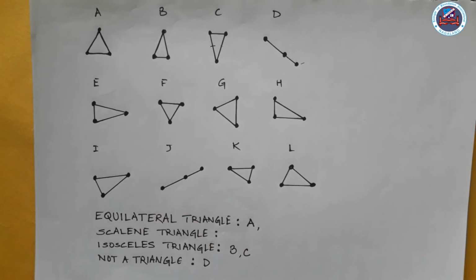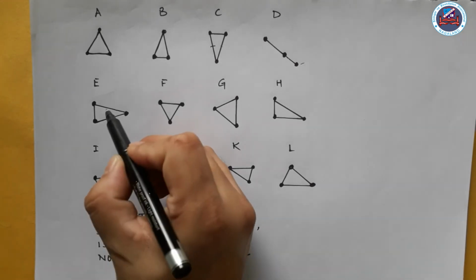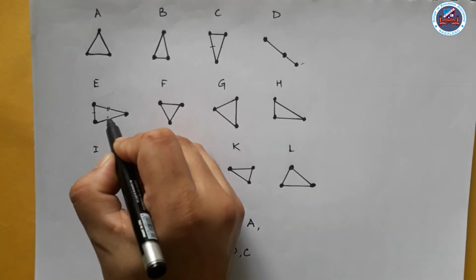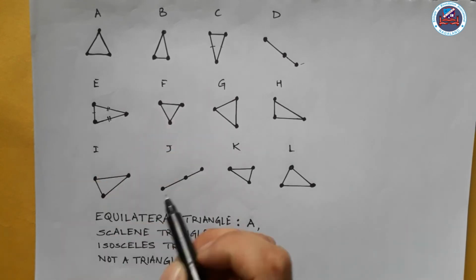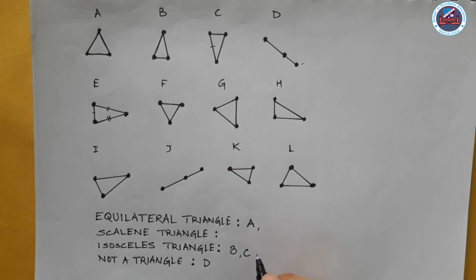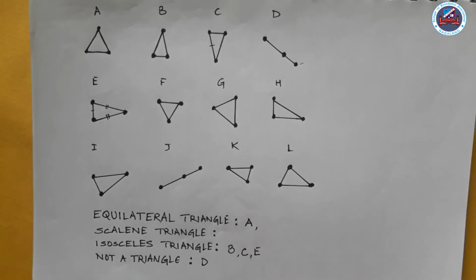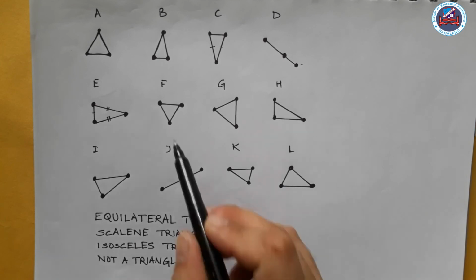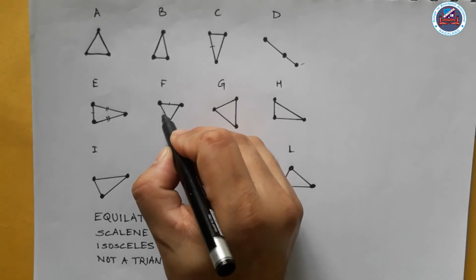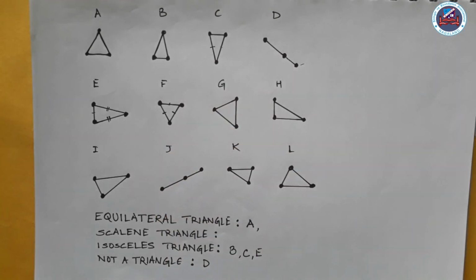Now what about E? If you look closely, this line and this line, they are the same, but this line is different. So let's make two lines stating that these two lines are same and this is different. Now this becomes an isosceles triangle. So E is an isosceles triangle. Now what about F? If you look carefully, all the three lines, they look the same. So I will write F as an equilateral triangle.